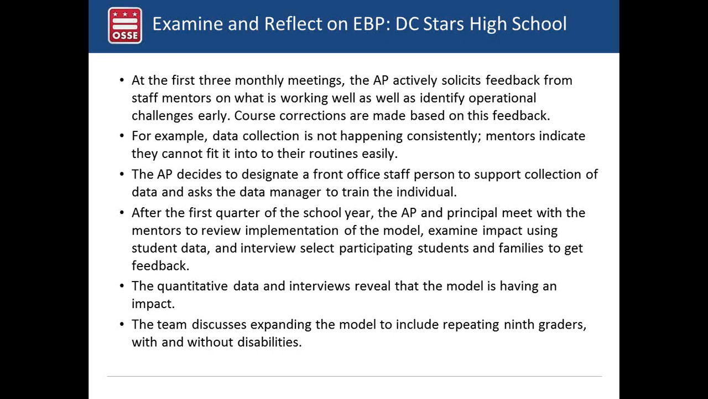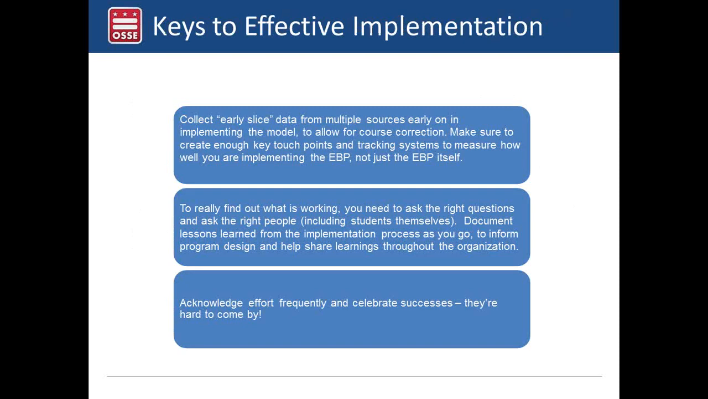Now that we have gone through the 5-part plan, I will go over some important things to consider for effective implementation of your EBPs. The key to effective implementation is to collect data early from multiple sources to allow course correction. Make sure the team has created enough key touch points and tracking systems to measure how well you are implementing the EBP, not just the EBP itself. This is very important.